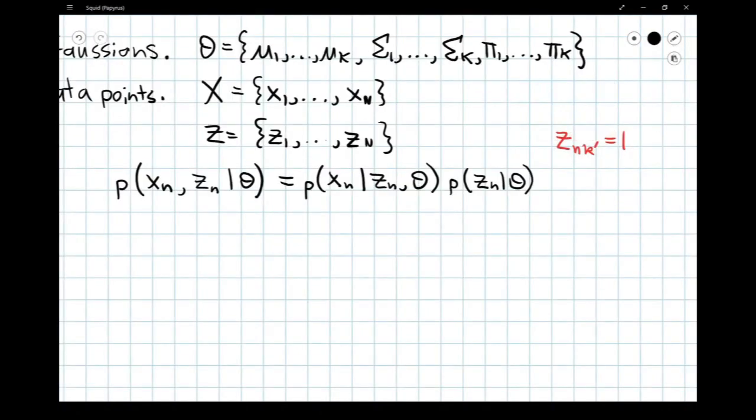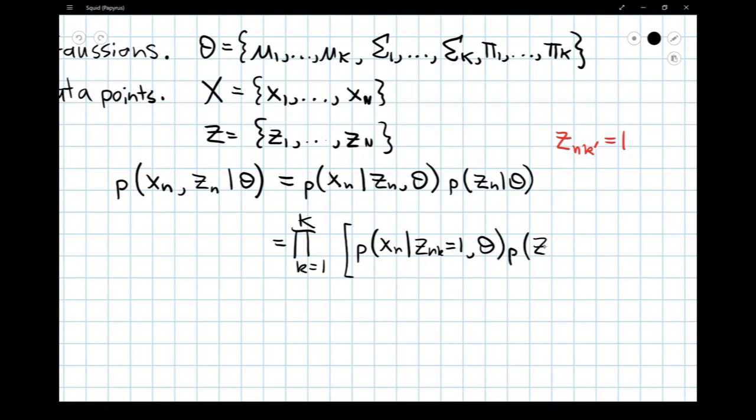So what we're going to do now is write that this is actually the product over all Gaussians, from k equals 1 to capital K, of the probability of xn given that znk is equal to 1 and theta, and then the probability that znk is equal to 1 given theta. And we're going to put that all to the power of znk.